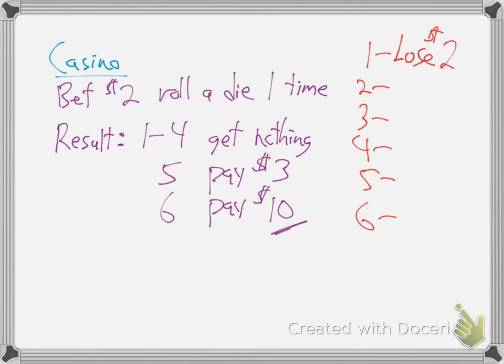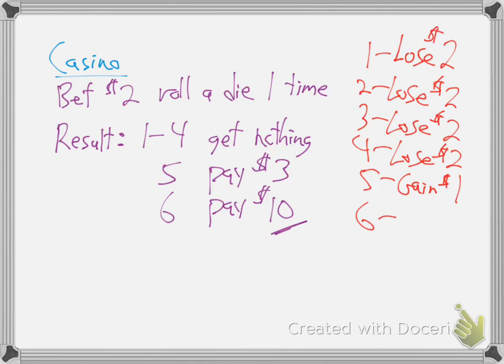Lose $2. When we roll a 2, what's going to happen to our bank account? Lose $2, just the $2 we paid, and we don't get anything back. When we roll a 3, what's going to happen to our bank account? Same thing. Roll a 4, same thing. Now, when we roll a 5, what's going to be the net effect to our bank account? Gain $1. Only one, because we paid 2 to play, and we got 3 back. Right? And if we roll a 6, what's going to be the gain? $8. Right? Because we paid 2 to play, but they pay us back 10.